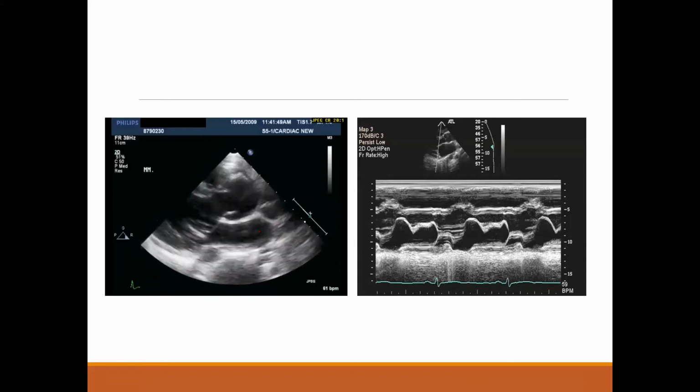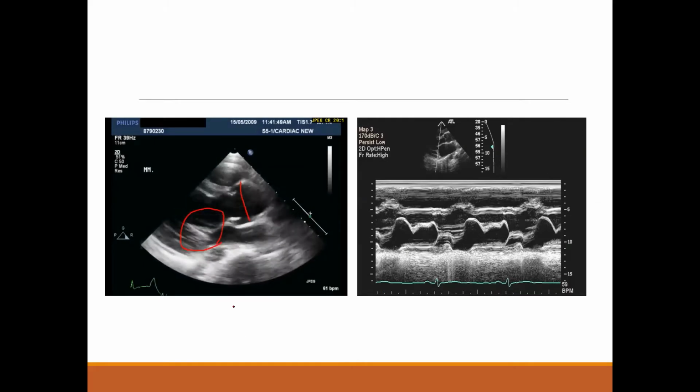Parasternal long axis view showing a dilated aortic root. Yes, exactly, you're right. The aortic root is dilated. Okay, and what else? Here. The myxomatous mitral valve. Exactly.